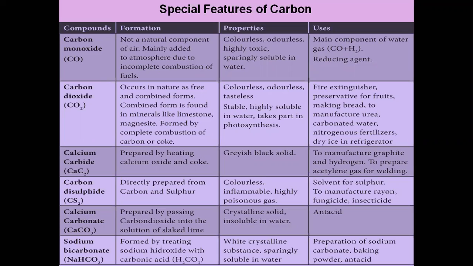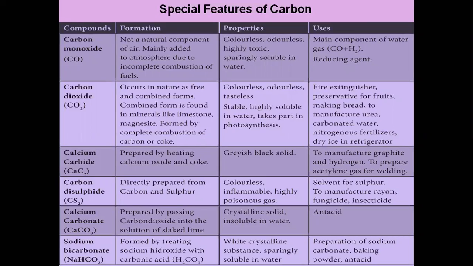Okay. So what are the uses of calcium carbide? Manufacture graphite and hydrogen, to prepare acetylene gas for welding. Okay. So the calcium carbide is used to produce graphite and hydrogen, and also in the welding process. This gas is used.